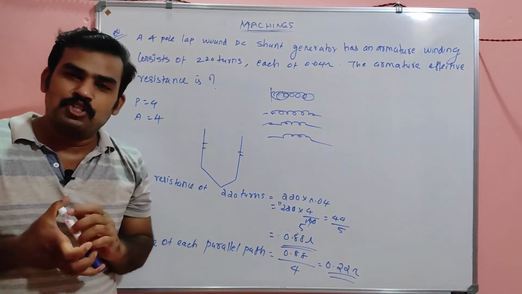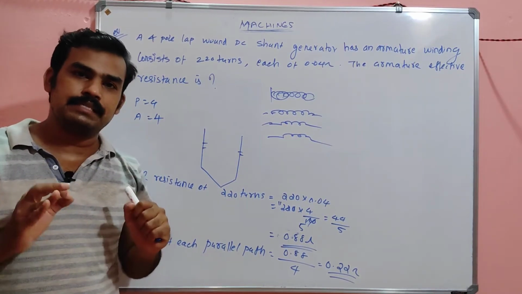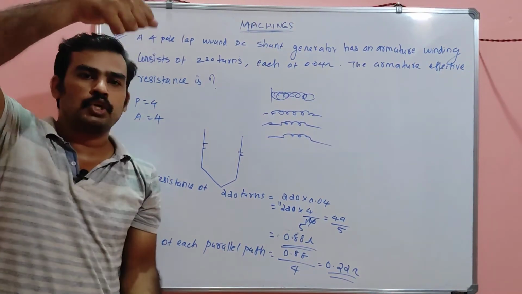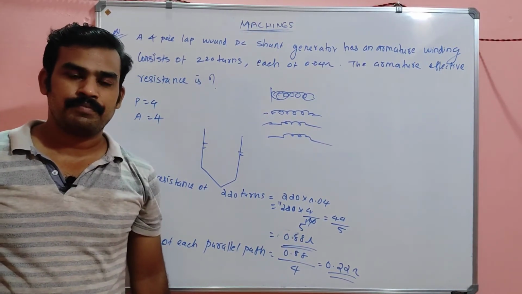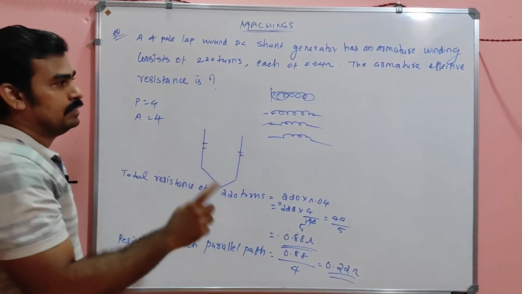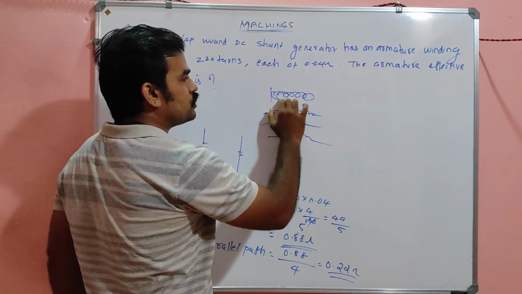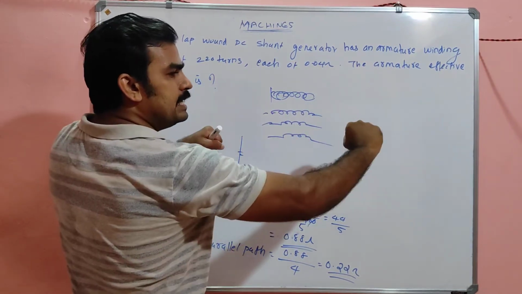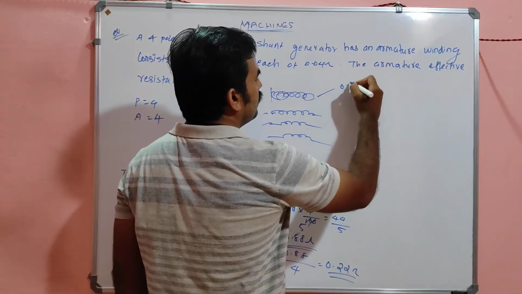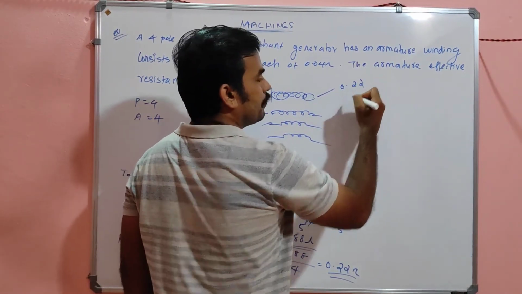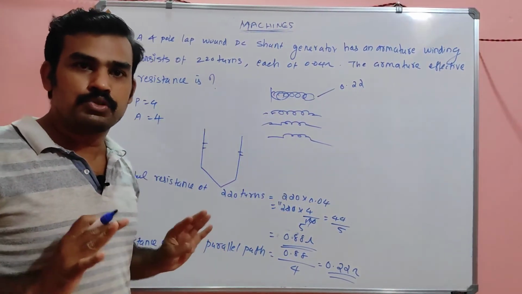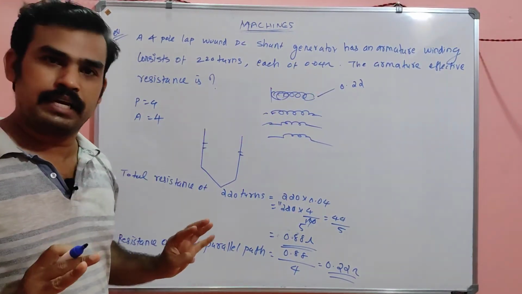Okay, you have to split this 0.88 ohm resistance into 4 groups. Then how many resistors does each group contain? Each group is a parallel path, in which so many conductors are connected in series and having a certain resistance. This resistance is nothing but 0.22. Am I correct? It contains the resistance of 0.22.